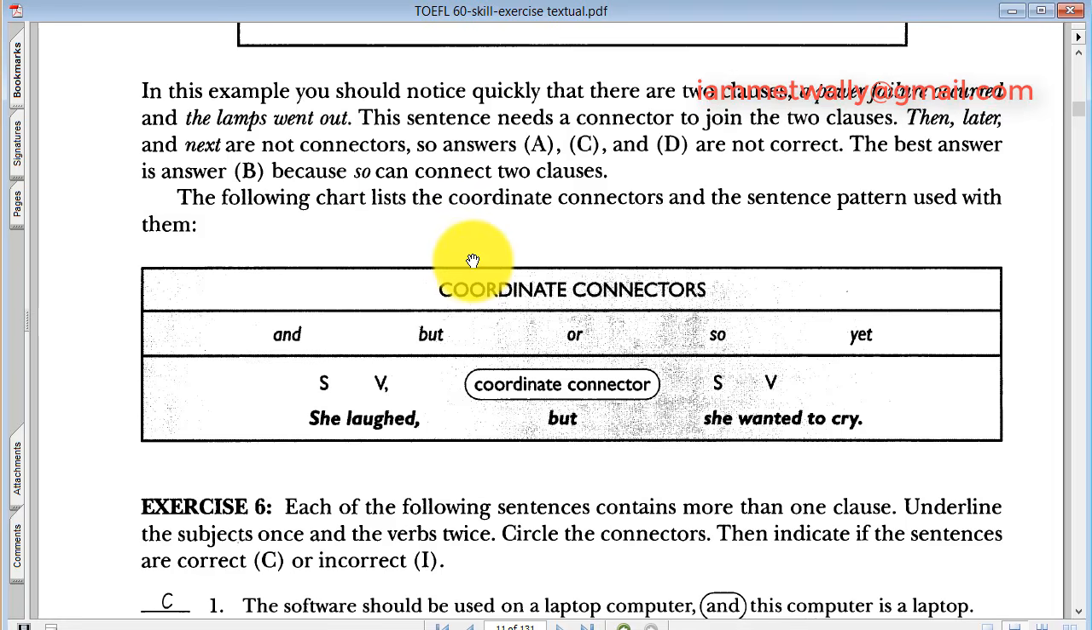The following chart lists the coordinate connectors and the sentence pattern used with them. Coordinate connectors: and, but, or, so, yet. Here it is: subject verb, coordinate connector, subject verb. She laughed, but she wanted to cry.